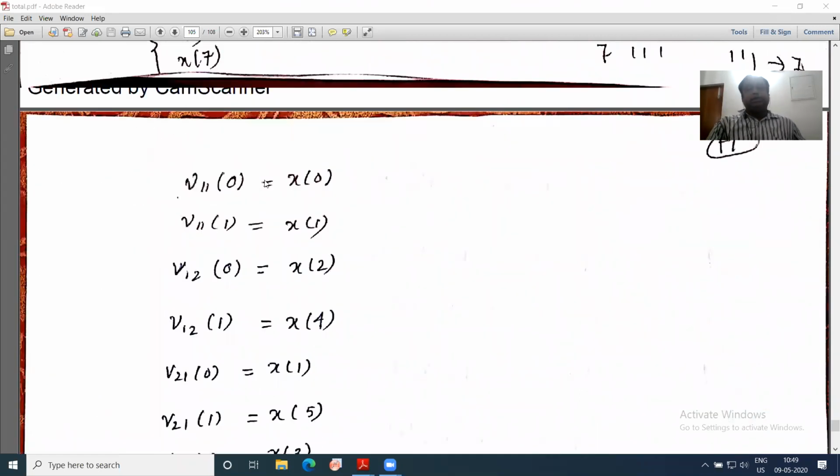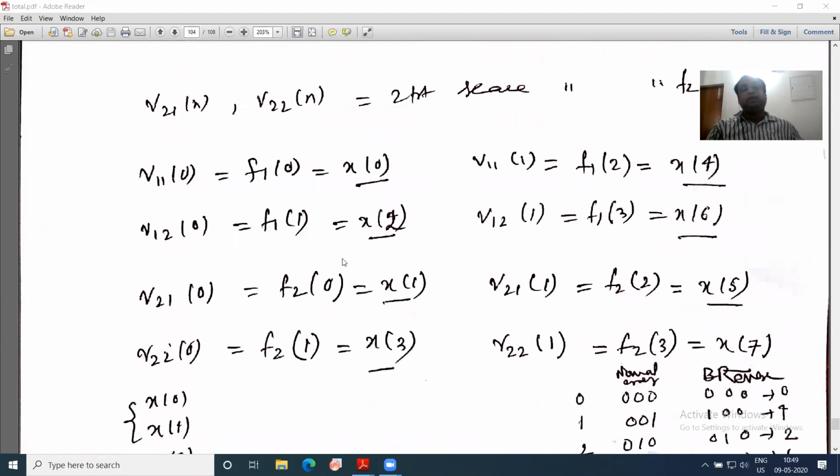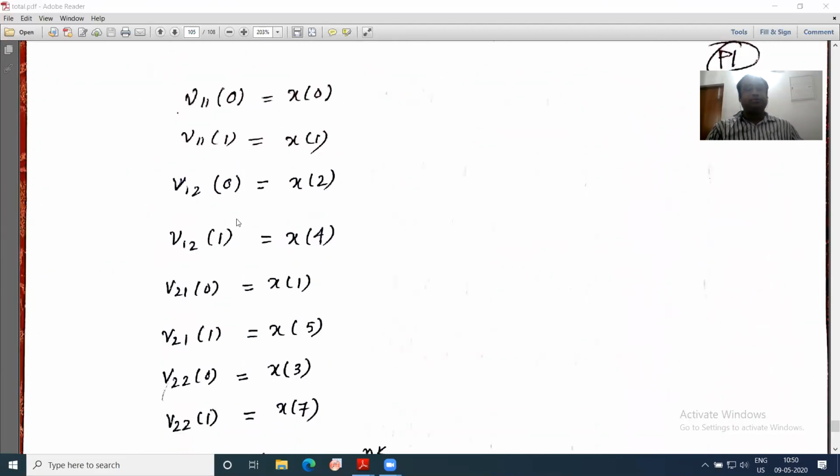We have seen that v1 on of 0 is equal to x0, v1 on of 1 is x4, v12 of 0 is x2, and v12 of 1 equals x6. That we derived in the last class, including v22 of 0 and so on. I have just written the same thing again, v1 on of 0 up to v22 of 1, that's all.